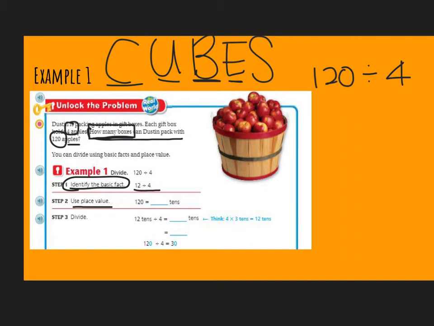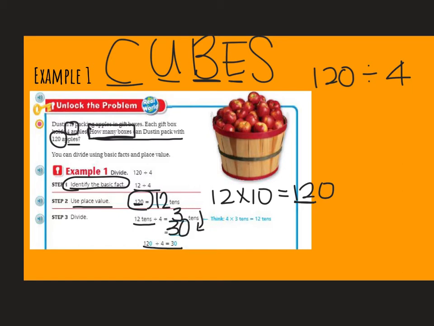Then I'm going to use my place value to understand. I know that from 120, my 12 is the basic fact. When I do 12 times 10, this gives me 120. This simply means that I have 12 tens. So when I do 12 tens divided by 4, it is going to give me 3 tens. Another way of writing it, 30. Therefore, 120 divided by 4 will give me 30. Let's take a look at an example.